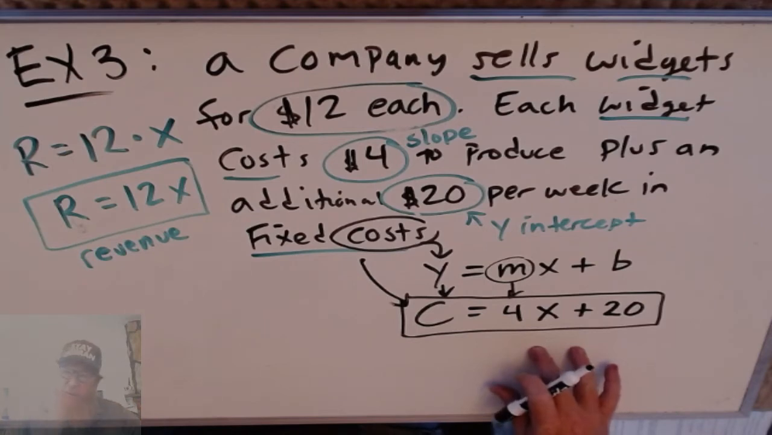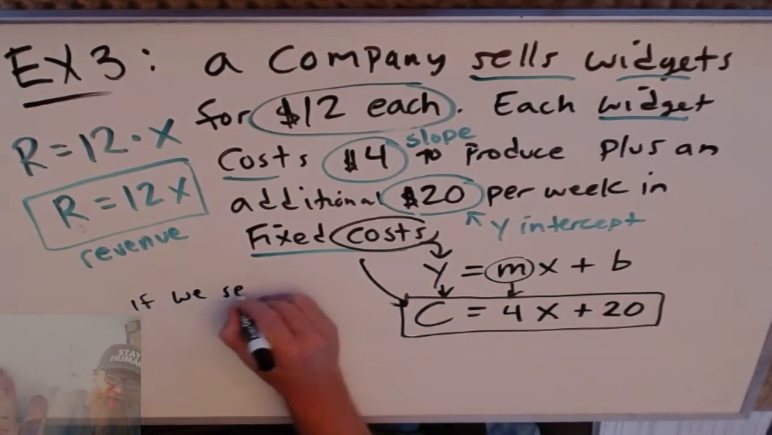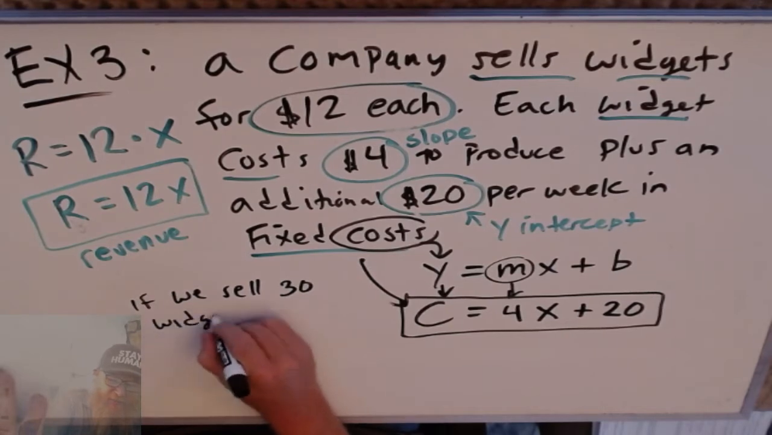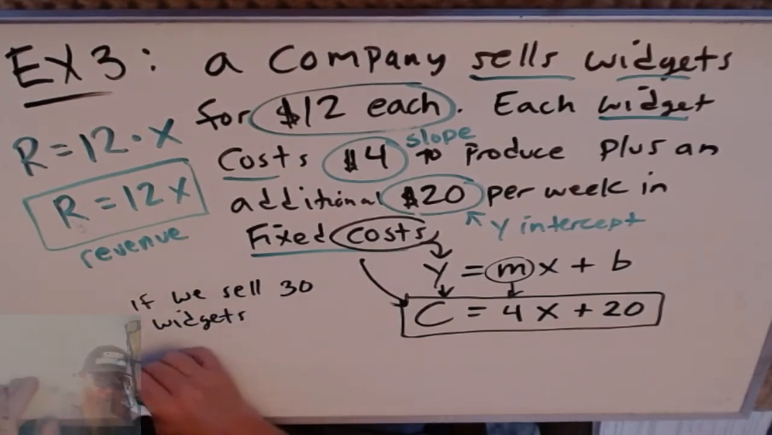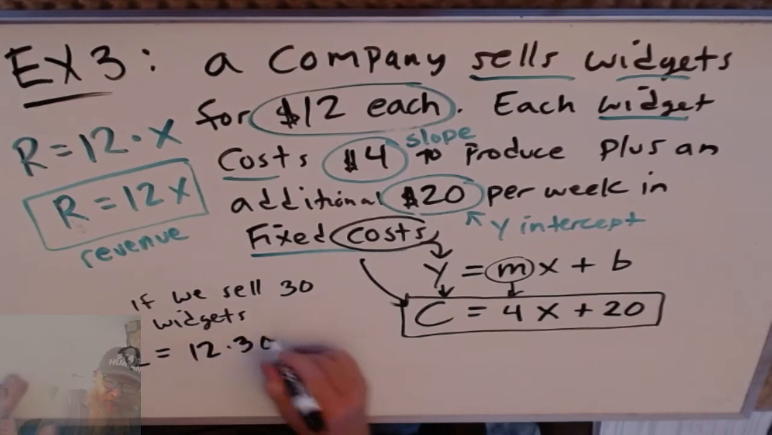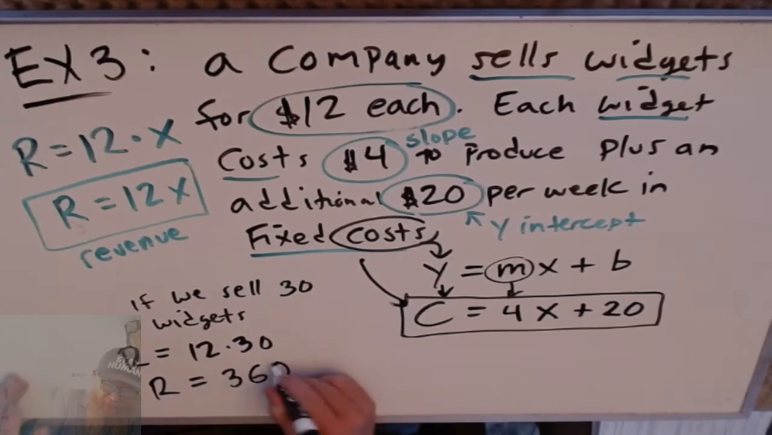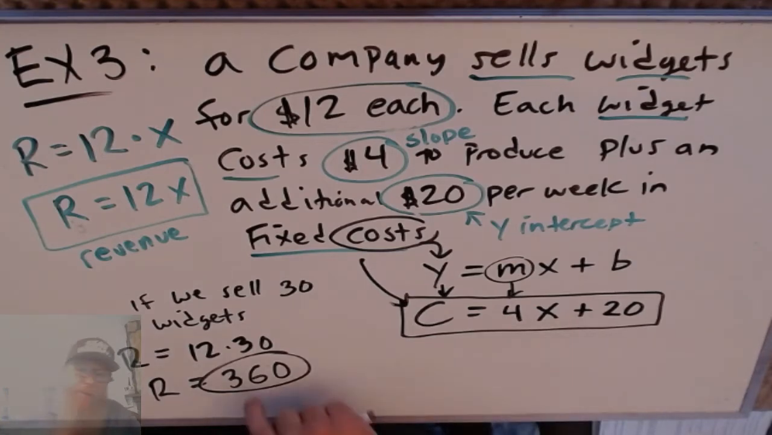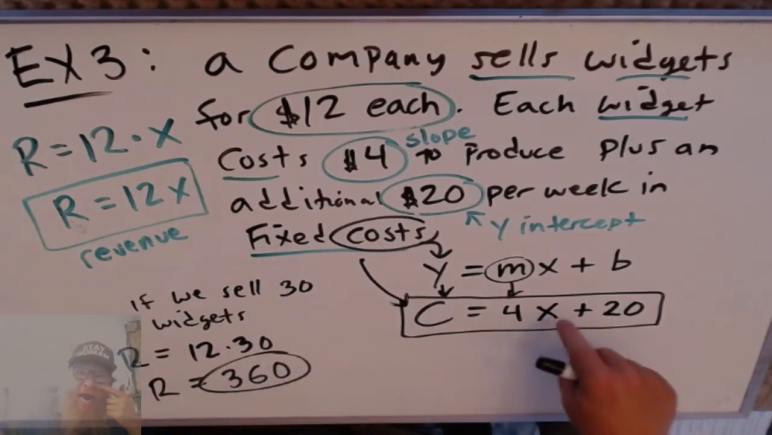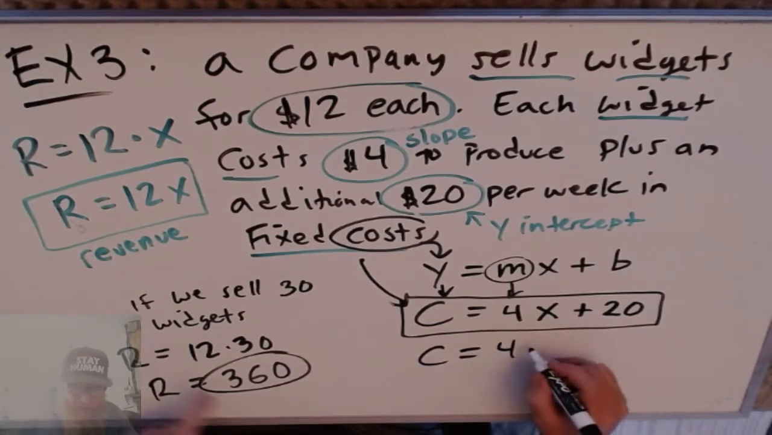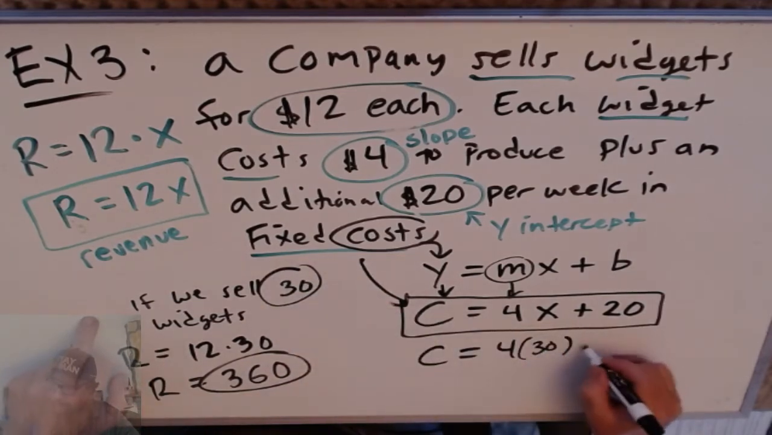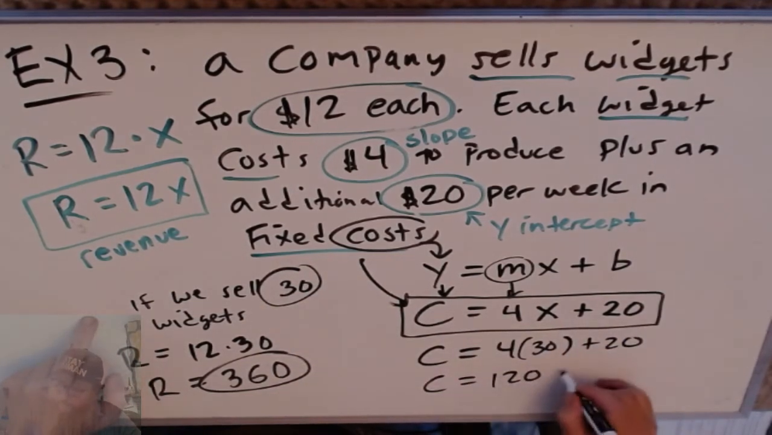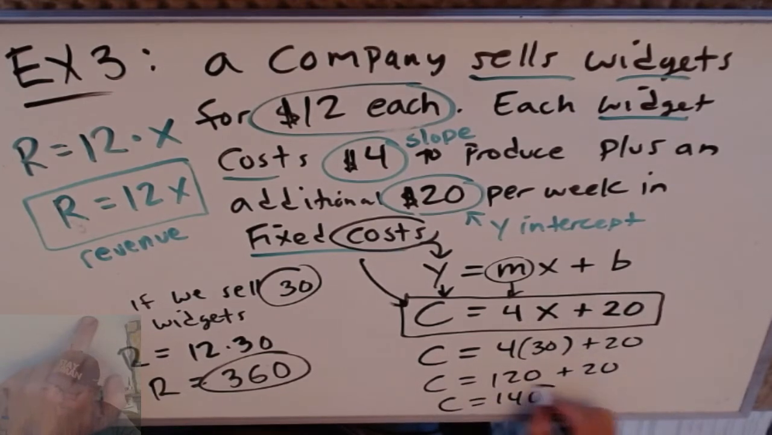So what was it? 30 widgets. So if we sell 30 widgets, our revenue is 12 times 30, which is $360. Not bad. The price is $12 each. But remember, you can't keep all $360. You've got to pay for those. So the cost for 30 widgets is $140.